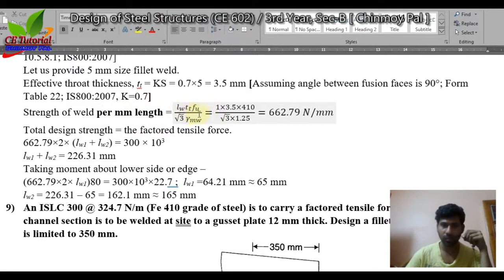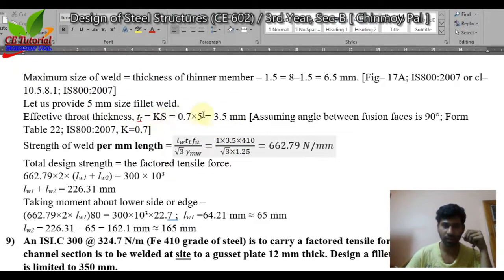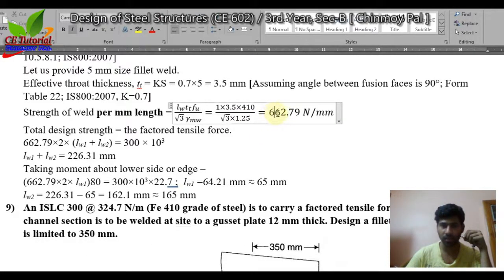The formula is, we are applying this formula. So LW should be 1 because per millimeter length we are considering. So LW is equal to 1, TT effective throat thickness, TT is equal to 3.5, and FU value is 410, and gamma MW is equal to 1.25. So per millimeter length welding strength is 662.79 Newton per millimeter.